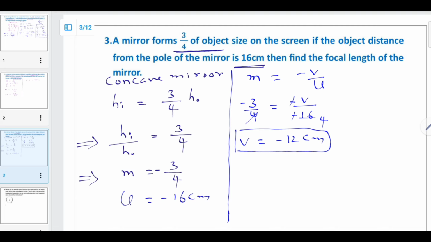We need to find the focal length of the mirror using the mirror formula. 1 by f equals 1 by v plus 1 by u. Next, v equals minus 12, plus 1 by u, minus 16. You have to find the LCM of 12 and 16. Now tell me, what is the LCM of 12 and 16?